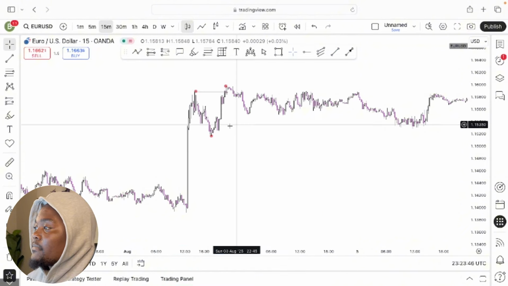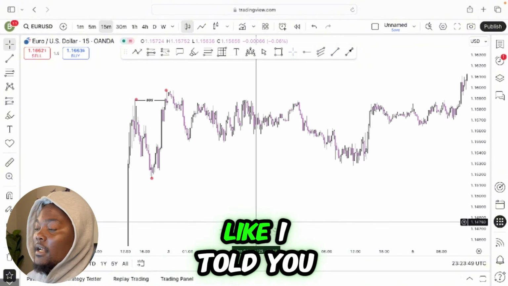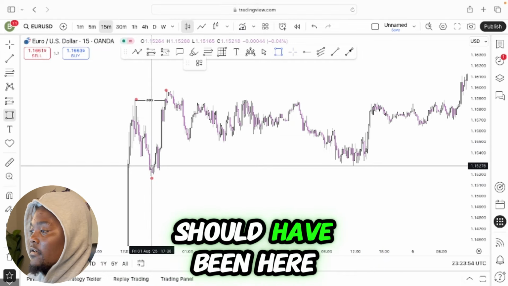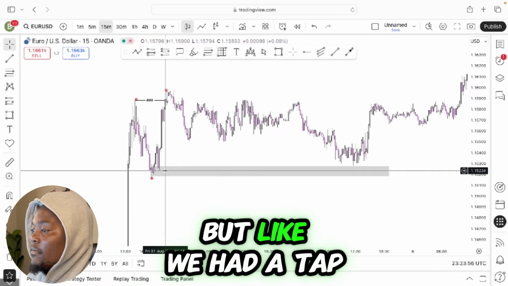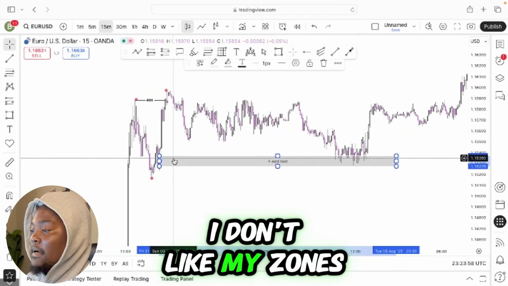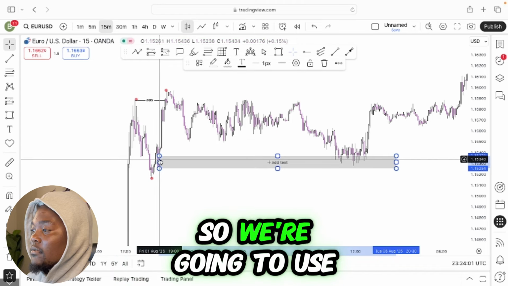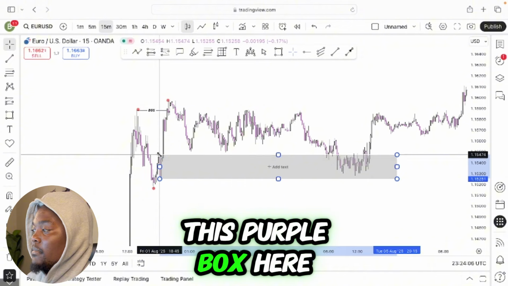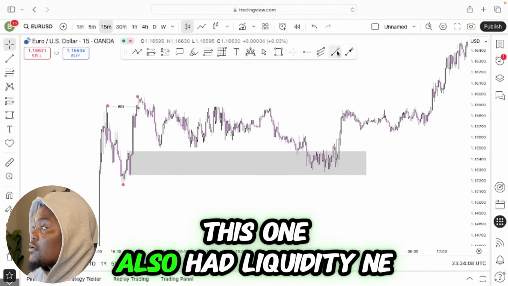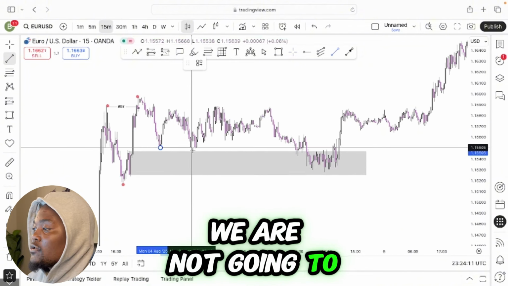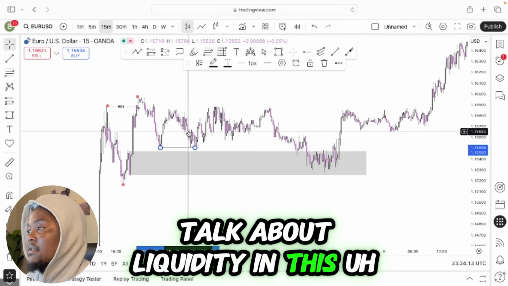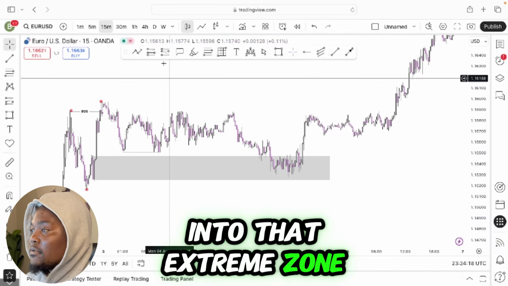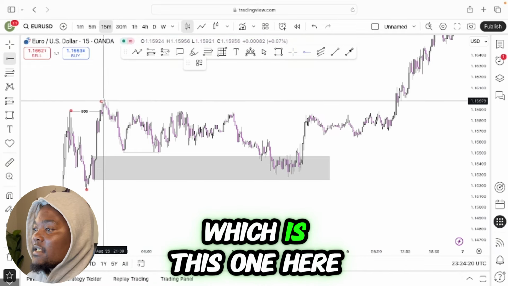After that break of structure, like I told you, you need to be looking at the extreme zone. So the extreme zone here should have been here, as you can see right there, but we had a tap into it. I don't like my zones being tapped multiple times, so we're going to use this one here, this purple box. And as you can see, this one also had liquidity, but we're not going to talk about liquidity in this video here. So just like that, we had a nice tap into that extreme zone. Then we are targeting the high, which is this one here.